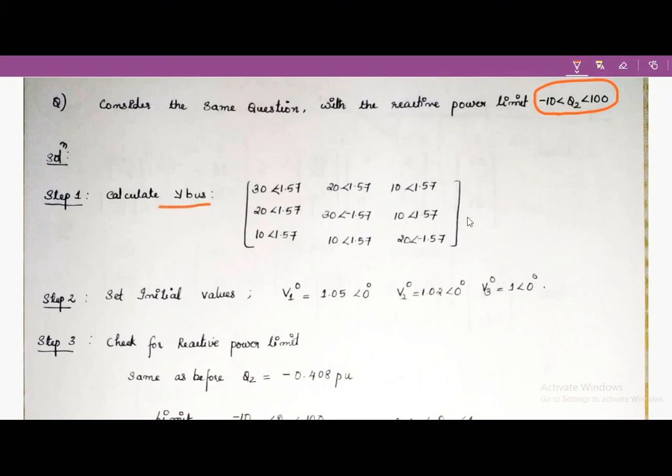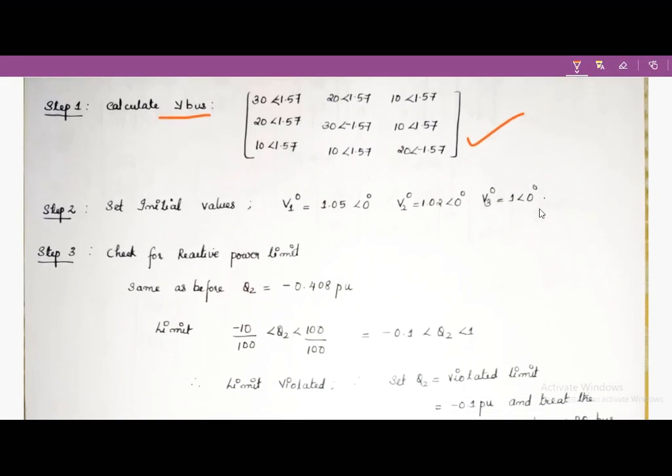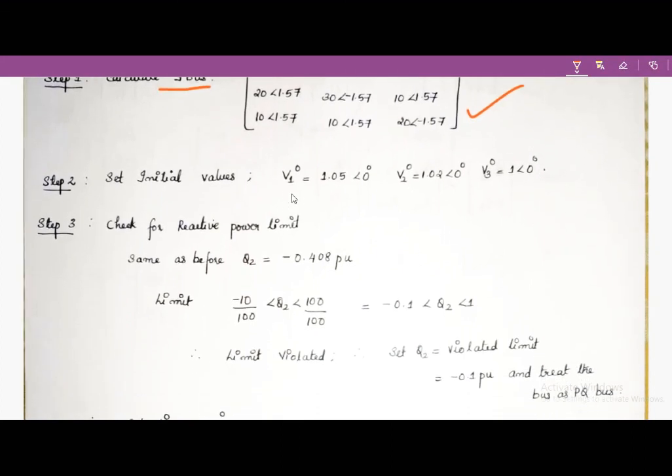Calculation of Y bus you have calculated, and remember we need the Y bus in rectangular form also. It is not written here, but still you need to calculate it in rectangular form also. What was the second step? The second step was initialization of bus voltages, like this. In the previous case we initialized.